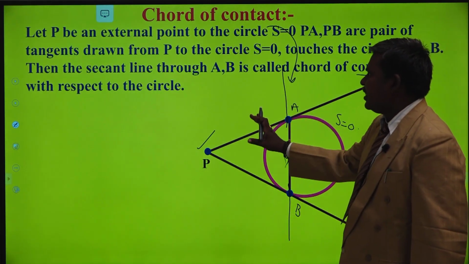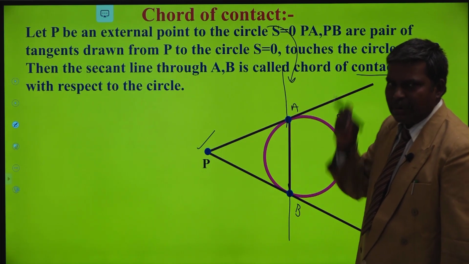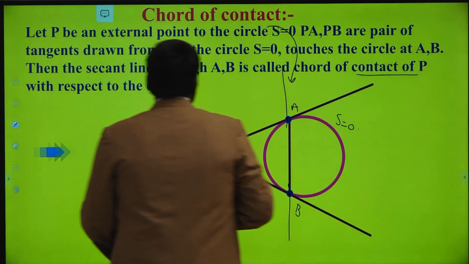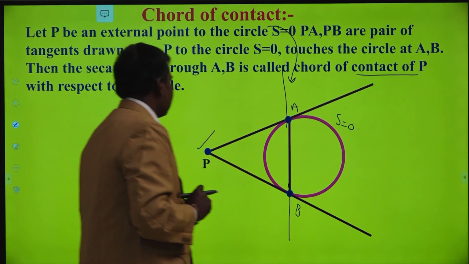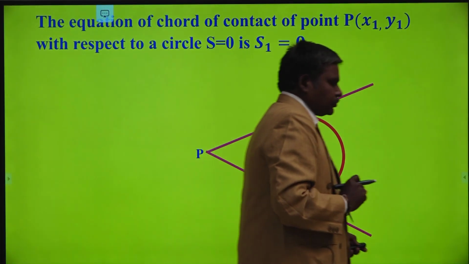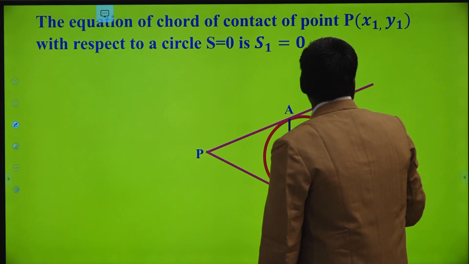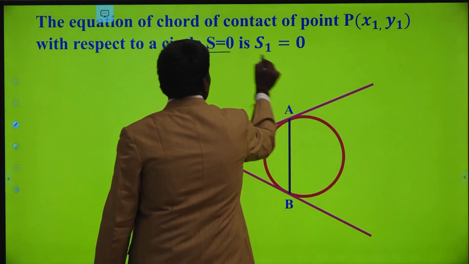So chord of contact of a circle is not meaningful. Chord of contact of some point with respect to the circle is meaningful. Understand? Now this is the corresponding diagram to this one. Now let us see the equation of the chord of contact of the point P x1 y1 with respect to the circle S equal to 0. What is it now?